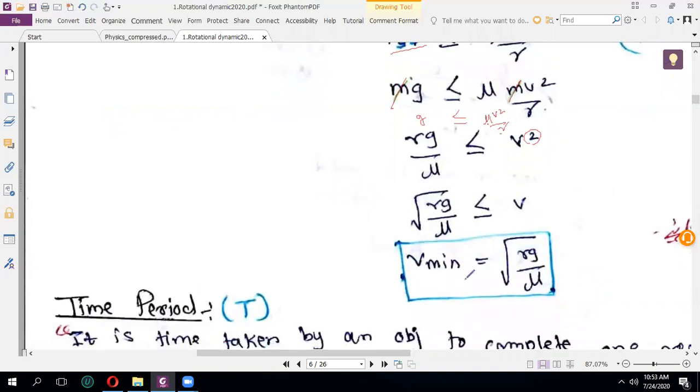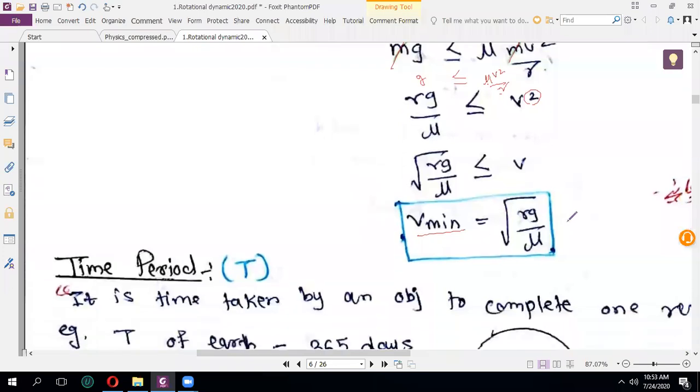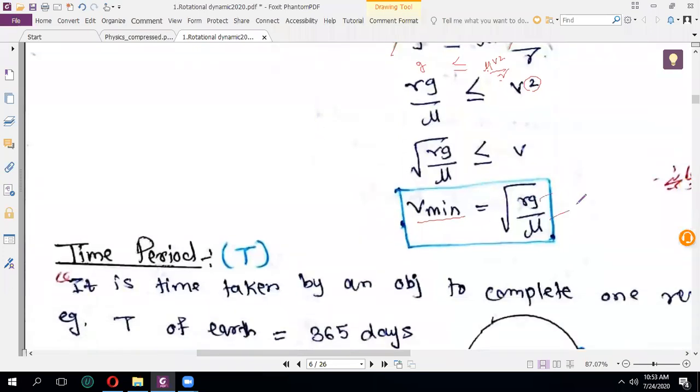With the help of this formula, we can easily calculate the minimum speed required for the person to move on the death wall. Right? If this speed requirement is fulfilled, that means the bike can easily move on the wall.